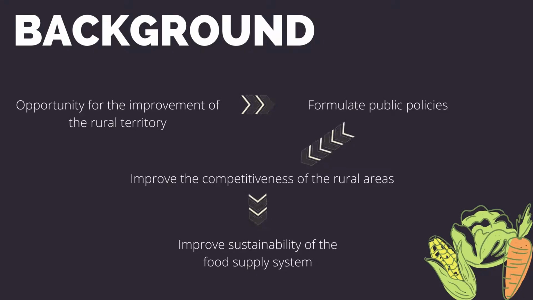In this case, it is needed to determine the areas of opportunity for the improvement of the rural territory to improve the competitiveness of the rural areas in Bogota through the strengthening of productive units and contributing to the continuous improvement, sustainability, and efficiency of the city's food supply system and the production models and technological capacity of Bogota's rurality.